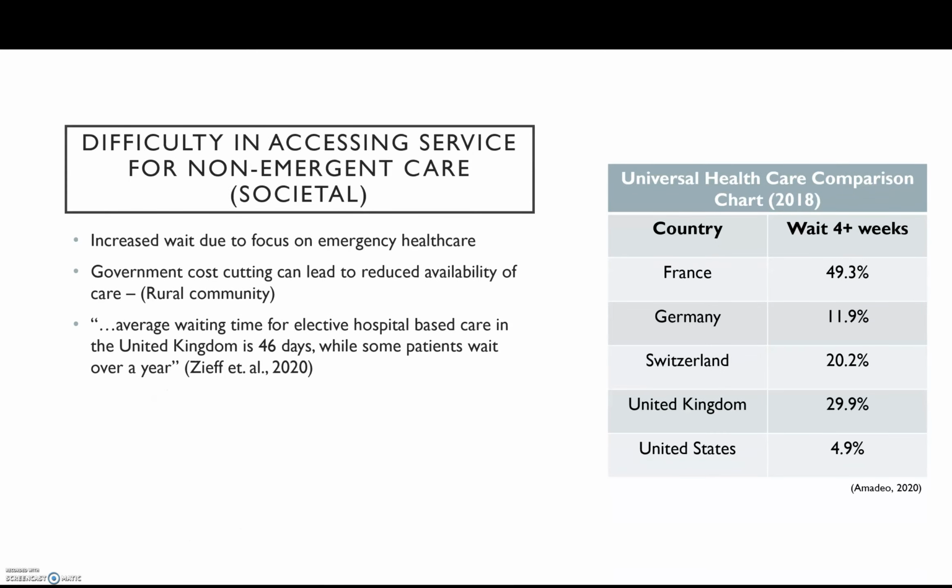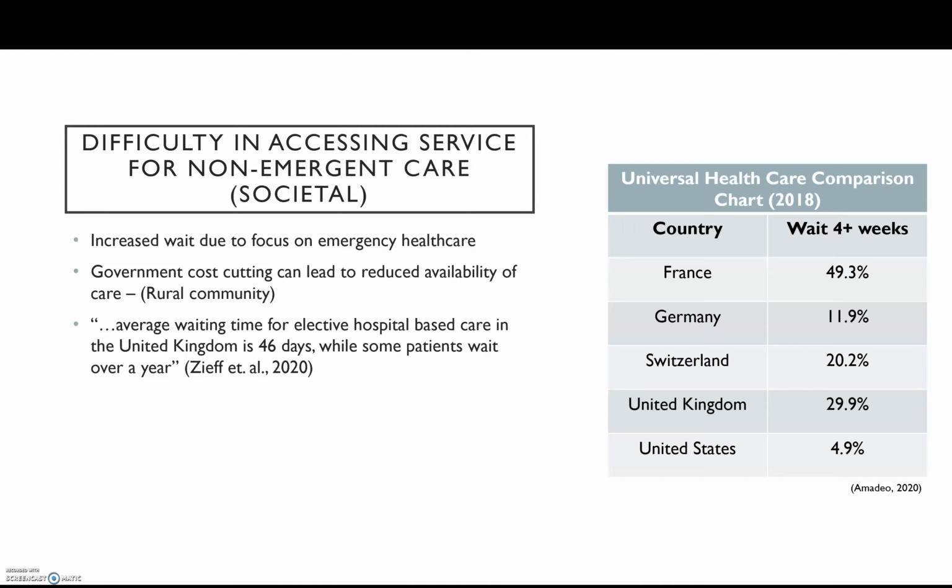My second reason is that with universal healthcare, there's a difficulty in accessing services for non-emergent care. So elective surgeries are just procedures you need to go get looked at. There's increased wait due to a focus on emergency health. Things need to be done now instead of possible areas of issues.